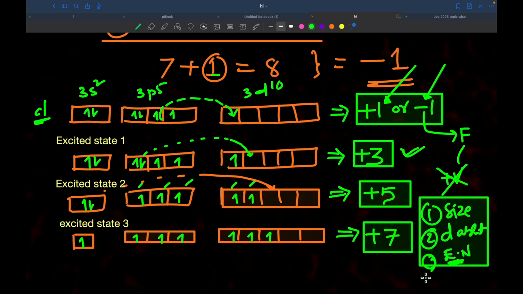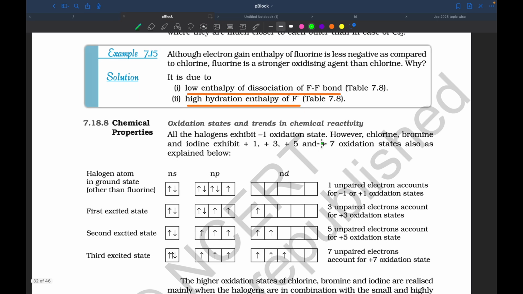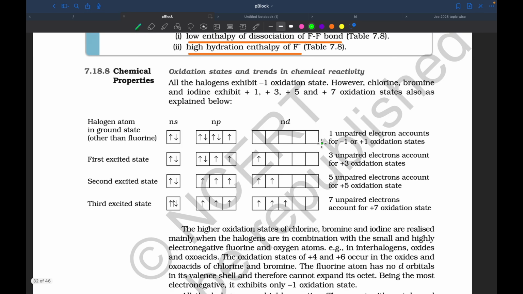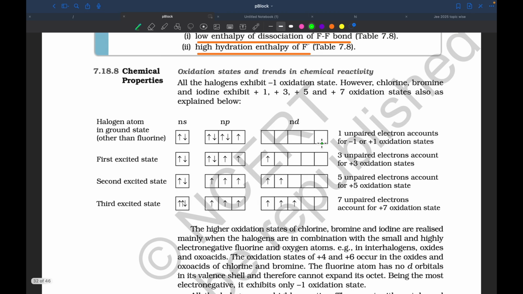And fluorine is the strongest oxidizing agent of all the elements because its standard E0 value is the highest, that is like plus 2.8 something. So this is the reason why. We'll see the same thing in our NCERT. The oxidation states and trends in chemical reactivity are given here.